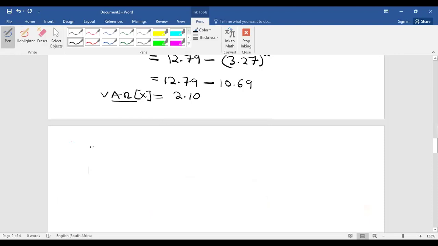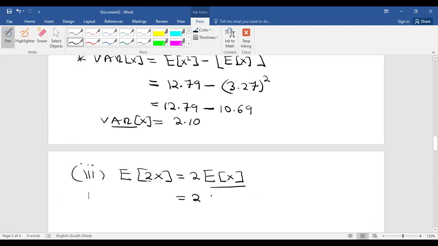Now we'll get back. What we want is expected value of 2x. Like I said, you apply the property. This is 2, you bring it out, so it will be 2 times expected value of x. Then you substitute the computed expected value of x, 3.27.